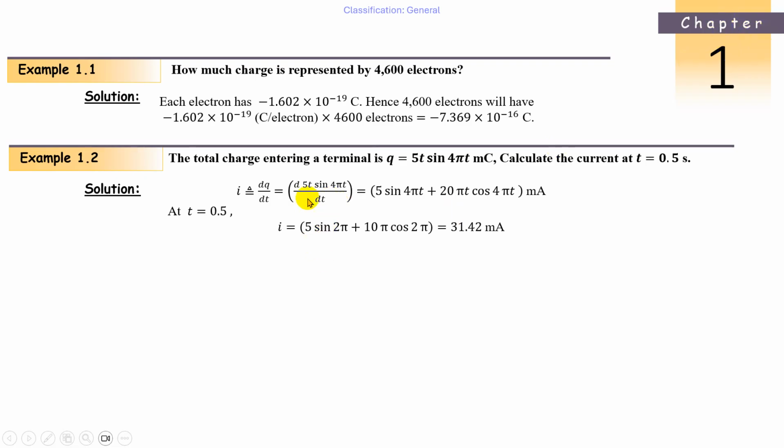So first, I am differentiating t, d by dt. What is the differentiation? 1. So t will become 1, giving 5 sin 4 pi t. Okay, that is the a part. Now the b part: what is the b part in this? Sin 4 pi t. This is the b part. A is t and b is sin 4 pi t.